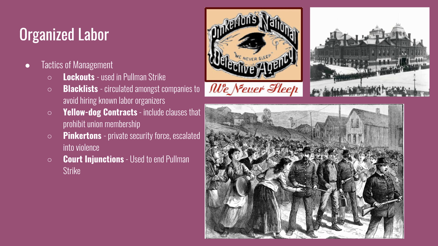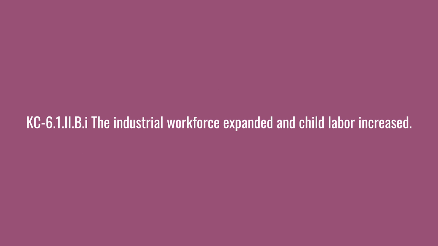The Pinkertons were a private security force, and as mentioned, they were used in the Homestead Strike. A lot of the times when these private security forces were used, it escalated into more violence and people killed. Court injunctions were issued by judges, forcing workers to go back to work and to stop the strike or risk arrest. A lot of times, the reasoning that the courts gave to these injunctions was that the industry that was being picketed, boycotted, or enduring a strike were so important towards national security or the national infrastructure that work must resume.